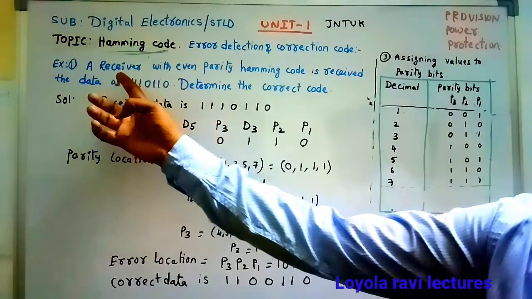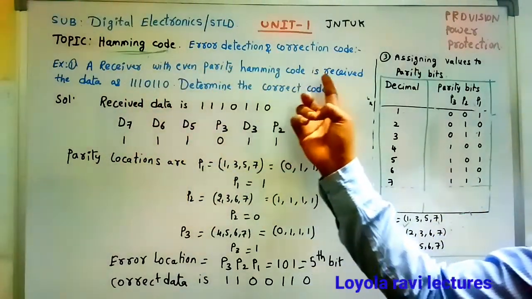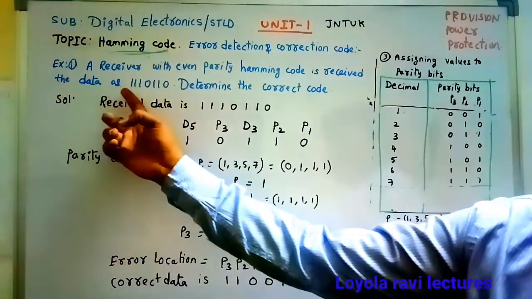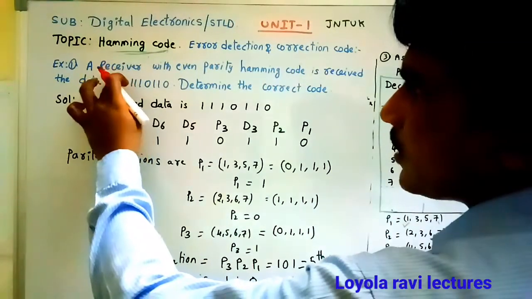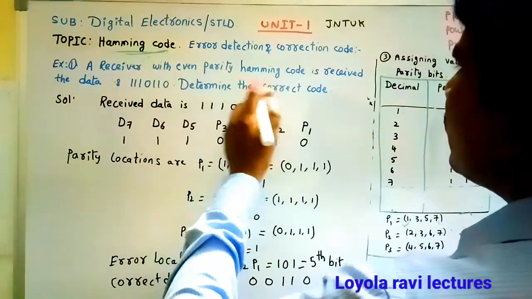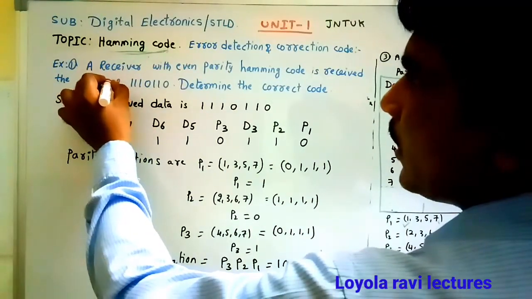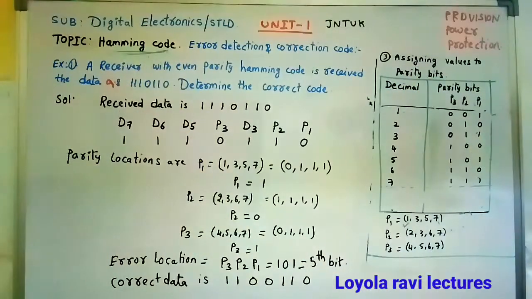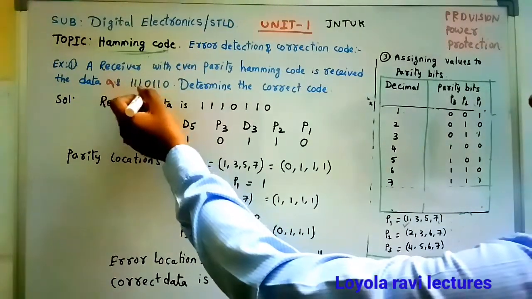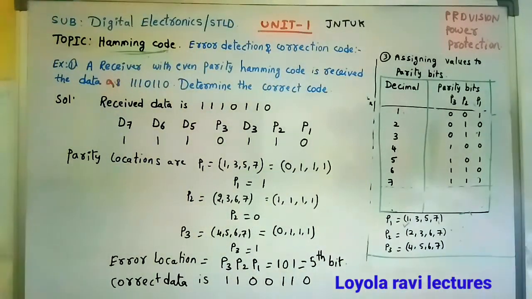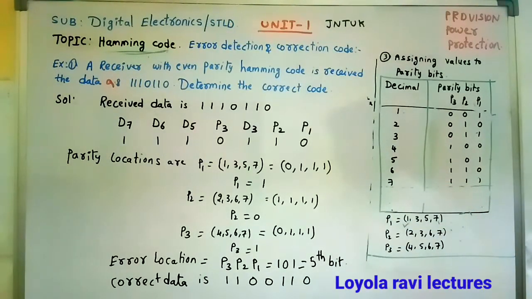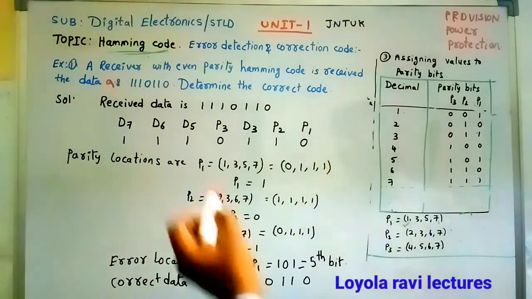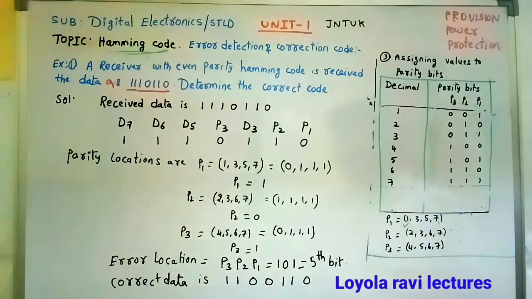My question is: a receiver with even parity Hamming code receives the data as 1110110110. 11101110. Determine the correct code. Here in the received code we have some error. He is telling that the received code is having some error. Determine the correct code.